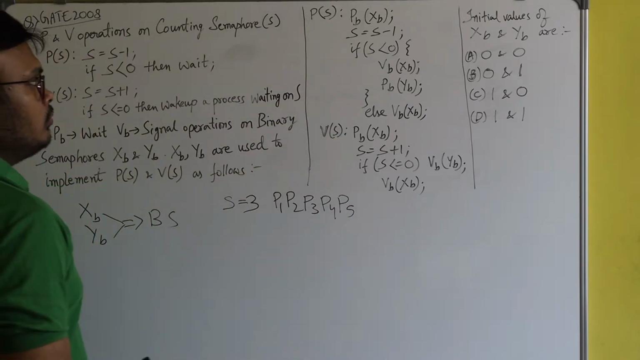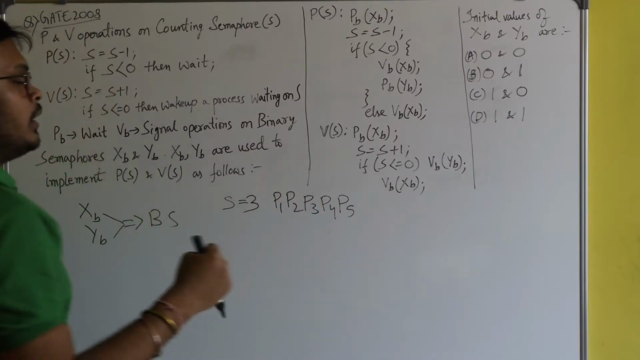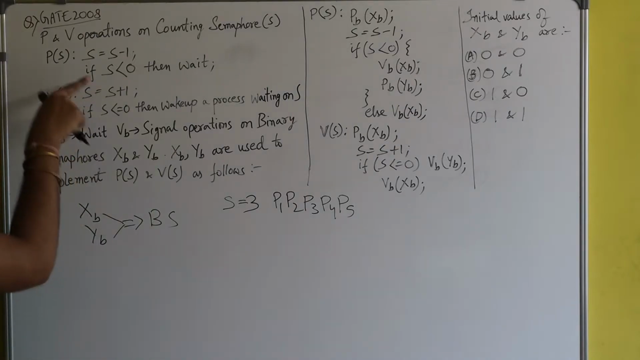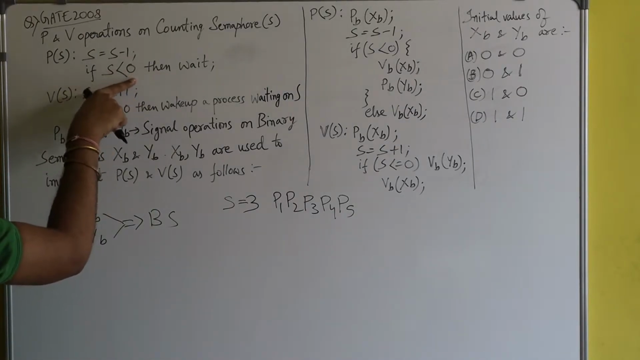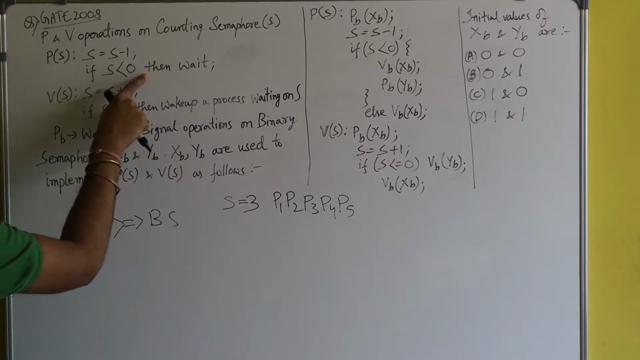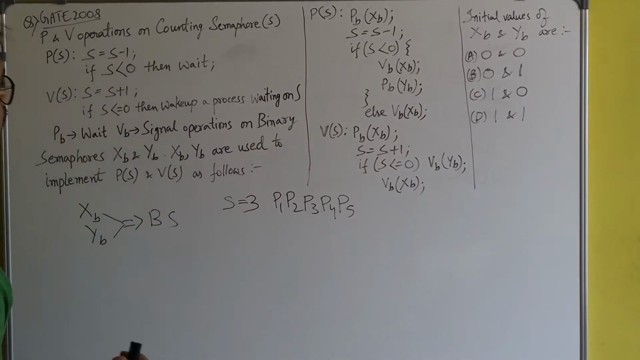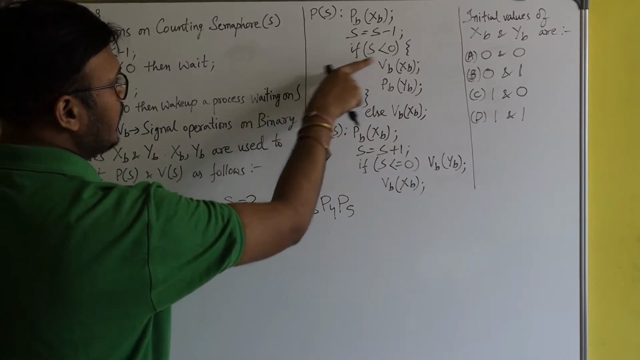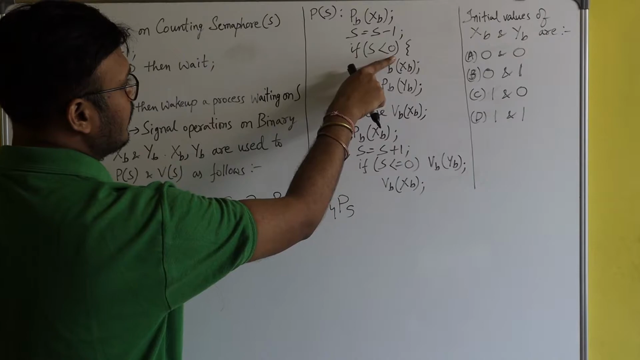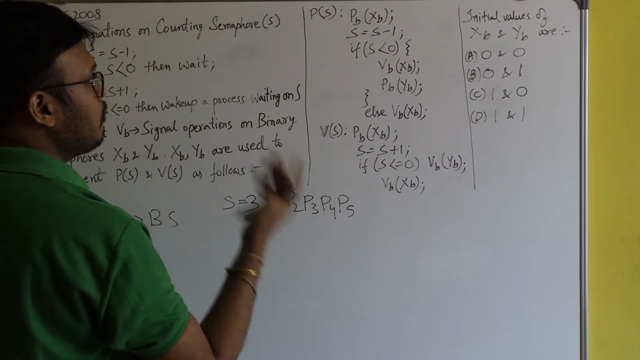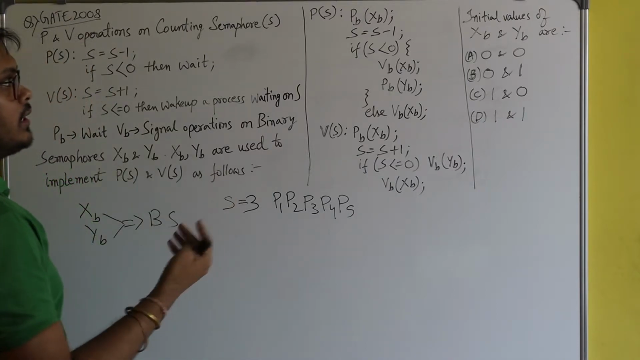In case of counting semaphore, we already know that if this if condition is true, then the process will be blocked. If the if condition is false, then the process will get entry inside the critical section. So same here. If this is the if condition, if S is less than 0, and if this condition is true, then the process will get blocked. We will see how.